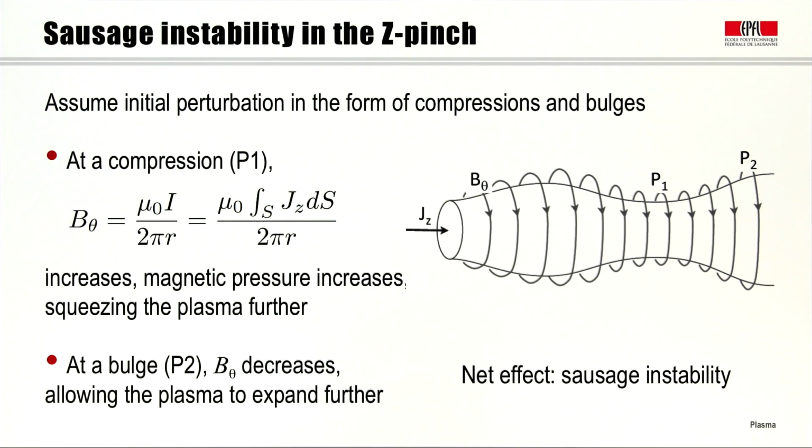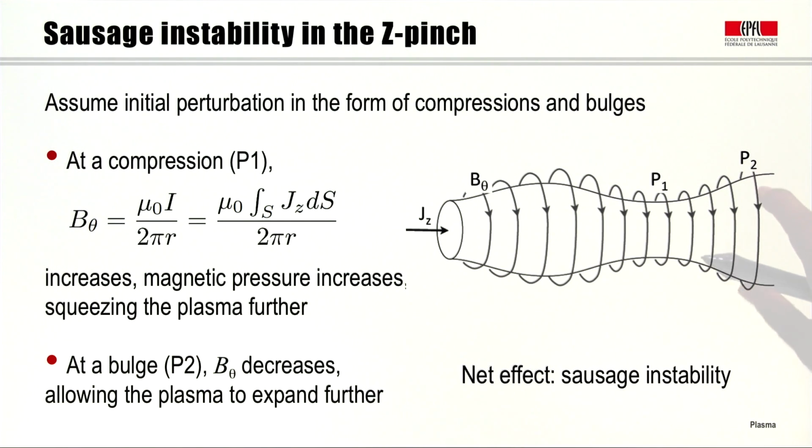Now we assume an initial perturbation in the form of compressions and bulges. P1 is a point where we have compressed the plasma. The total current in the Z-pinch, I, remains constant. At this compression point, the radius of the plasma cross-section becomes smaller and therefore B theta increases. So the magnetic pressure increases, which squeezes the plasma further. So we are further compressing the plasma. The initial perturbation grows.